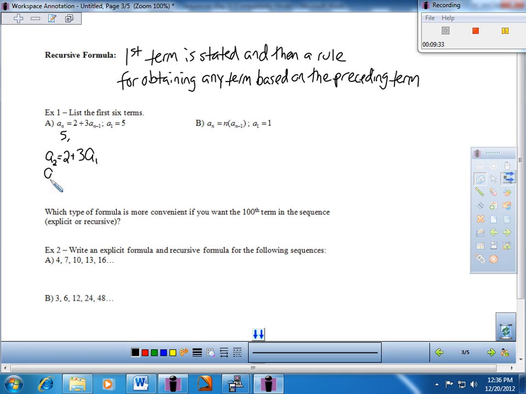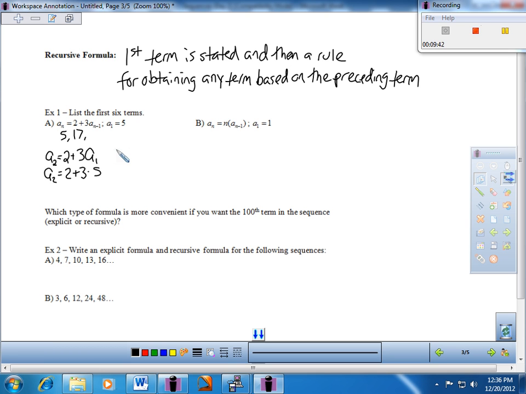So you see that it would be 2 plus 3 times 5. And 2 plus 3 times 5 would give you 17. So there, everyone, would be the second term. Again, I'll just keep doing some work off to the side. If you know how this is going to work, great. Go with it and then try letter B.